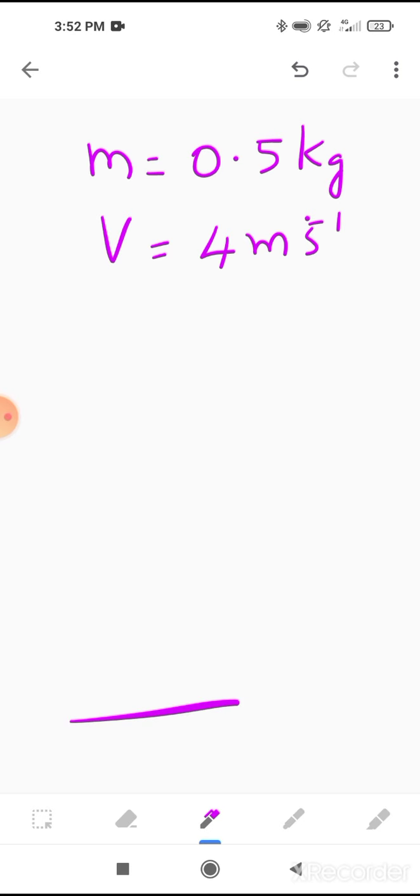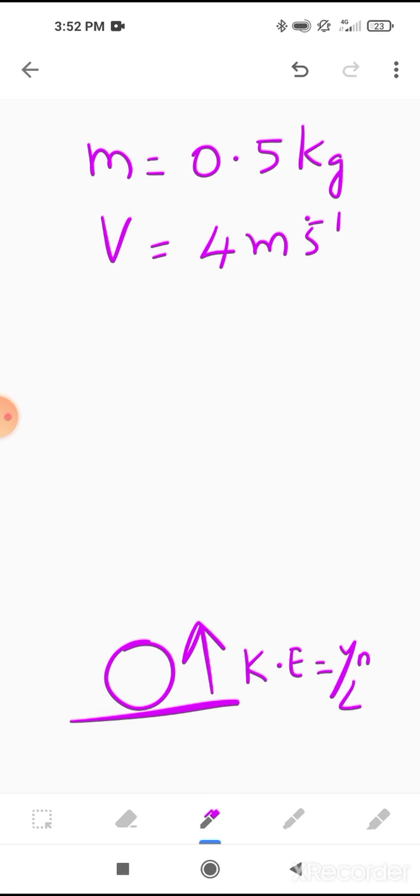Look at the diagram. This is the ball thrown up with a velocity of 4 meter per second. So it possesses kinetic energy. That kinetic energy you can find out by the formula half mv square. Both m and v are given, so you can find out.